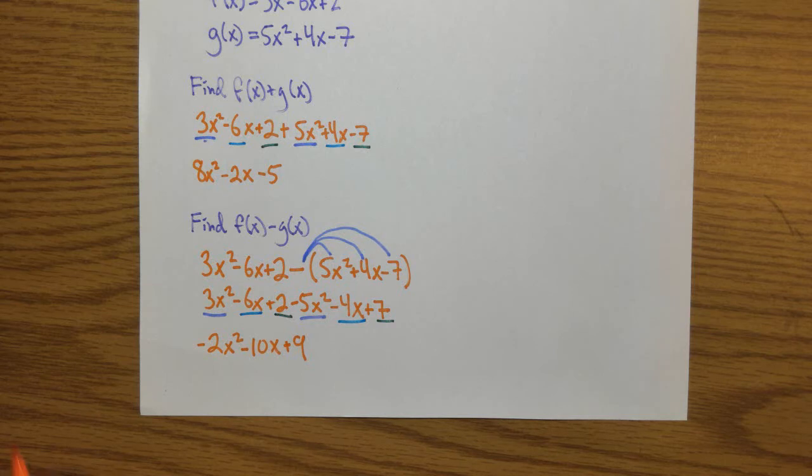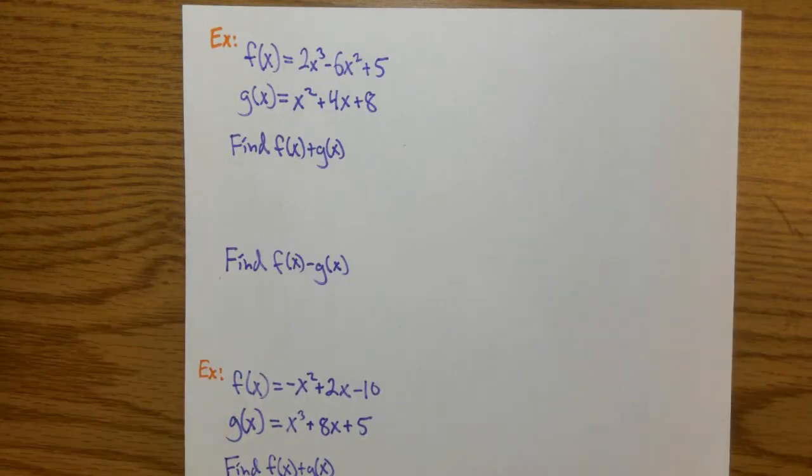Let's do a few more examples here. Now we have f of x is equal to 2x cubed minus 6x squared plus 5, and we have g of x equals x squared plus 4x plus 8. So first, find the sum.